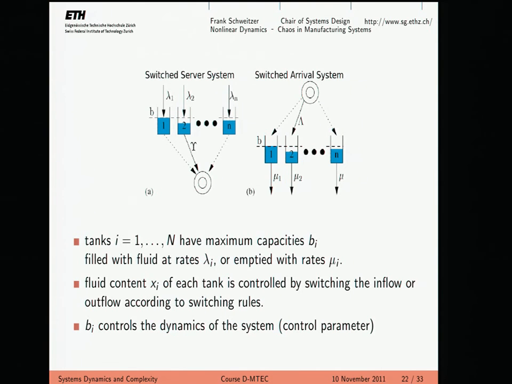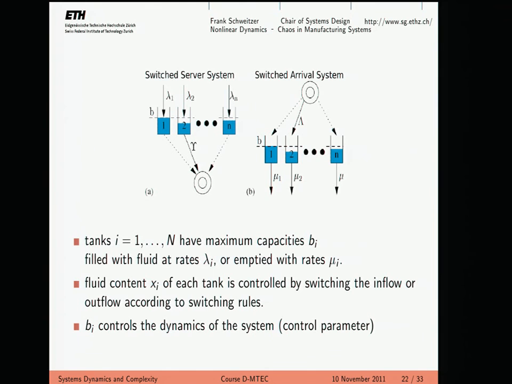And the analogous situation is when the buffers are emptied by themselves. Say some container has a little hole, so it's emptied at a given rate, and you don't want containers to be empty. So a server would now go to each buffer and fill them when they get empty. So this is called the switched arrival system. This is called the switched server system. We'll be considering the switched server system.